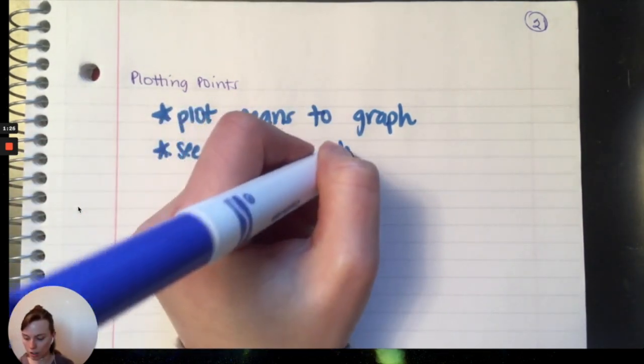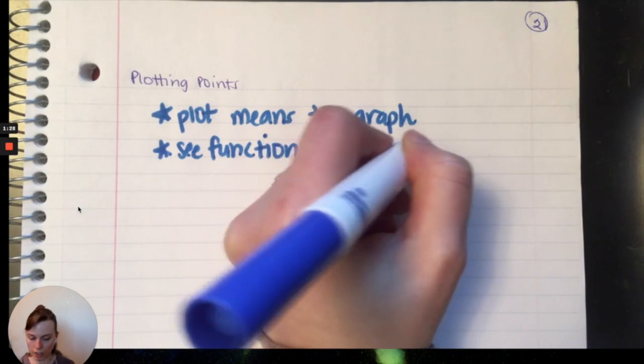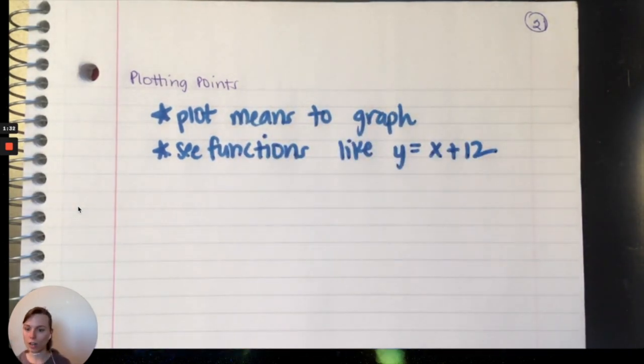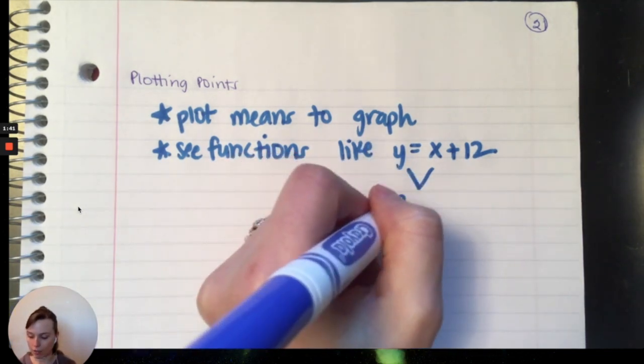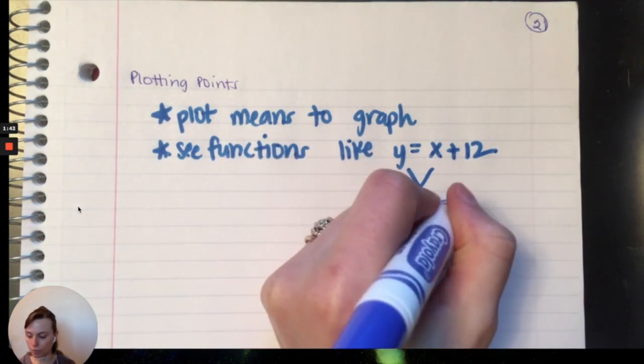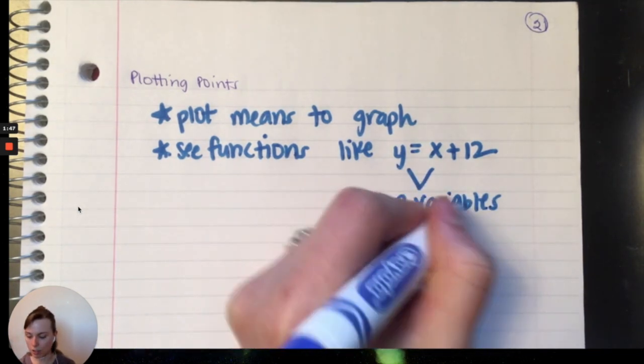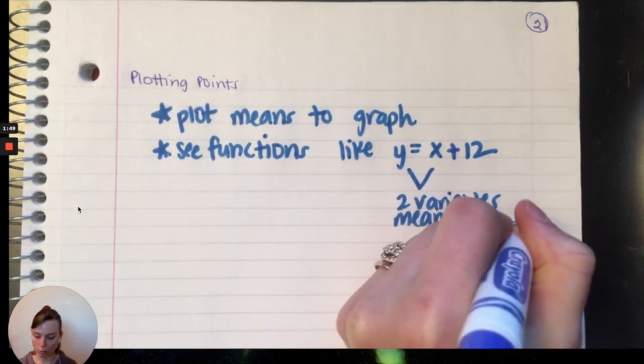Functions like y equals x plus 12. So we are going to have 2 variables now. Instead of solving just one equation with one variable, like x plus 12 equals 3, I now have 2 variables, which means 2 number lines.